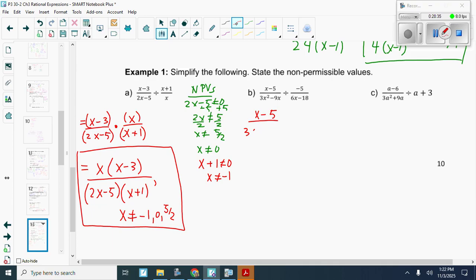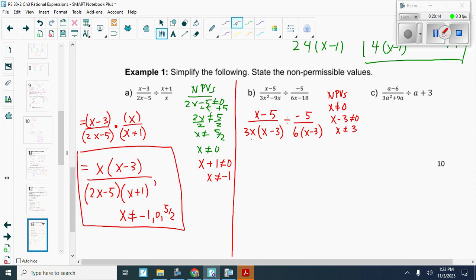I'm taking a greatest common factor of 3x out. So this is my factored form, and I'm ready to state NPVs. I have x cannot equal 0. That takes care of this monomial. And then I have x minus 3 cannot equal 0, so that means that x cannot equal 3. These are the same, so that takes care of both of them.